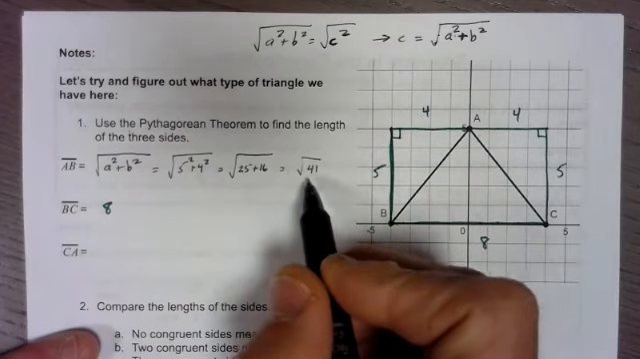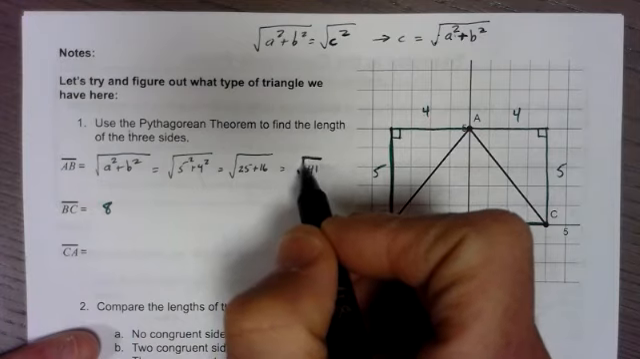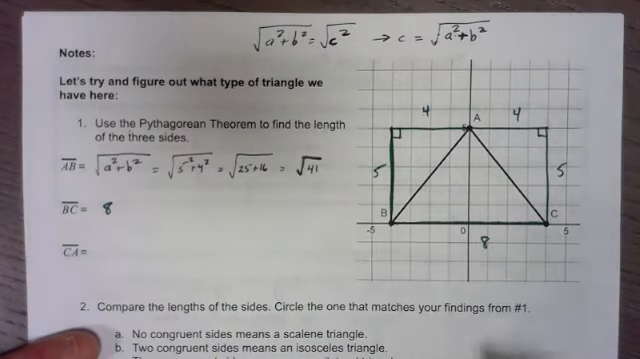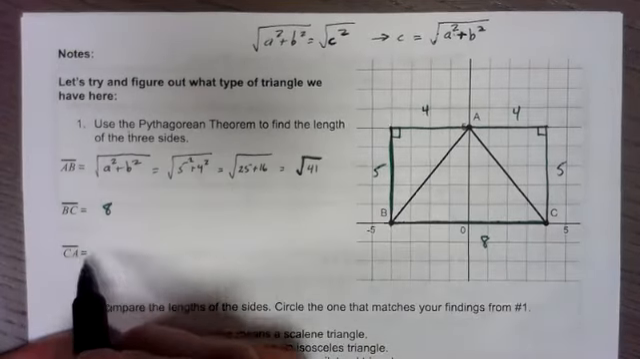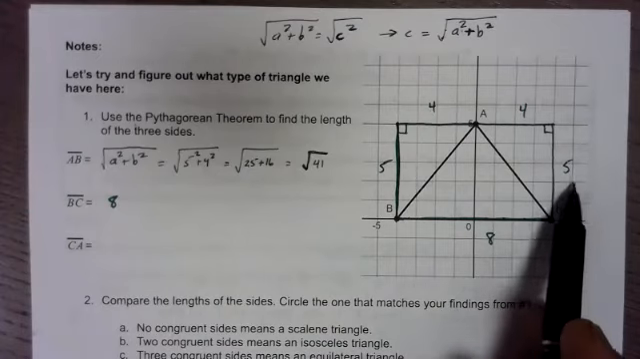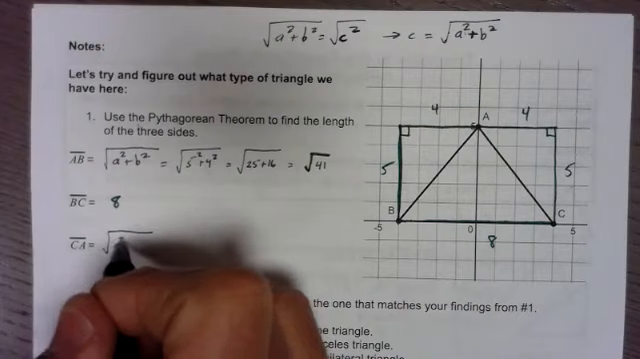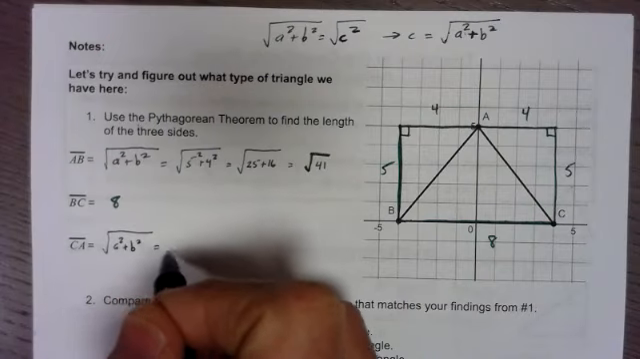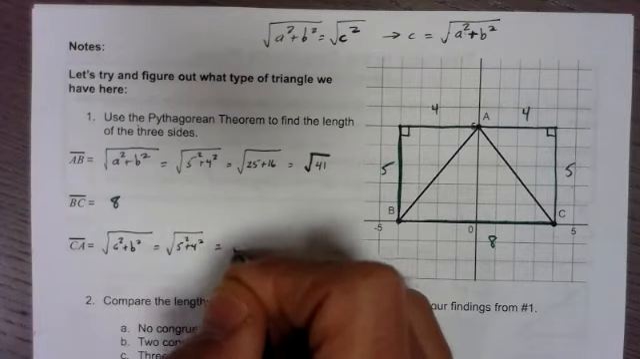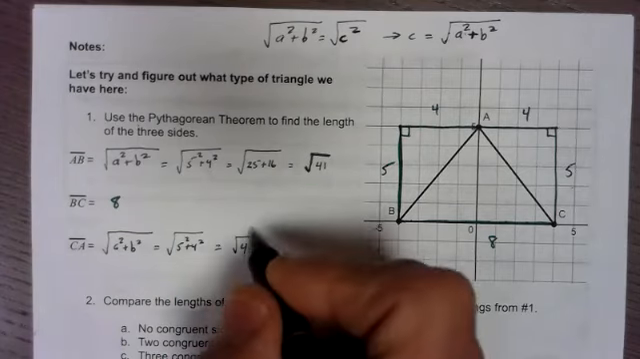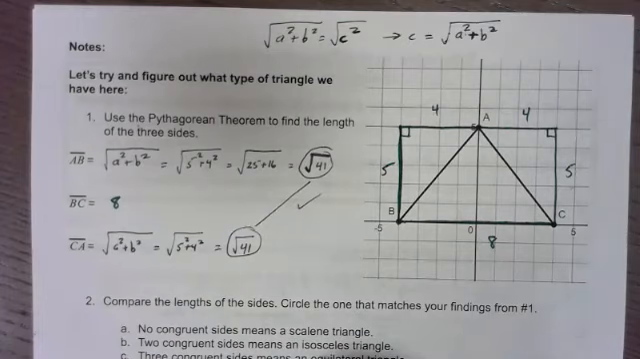Now I could evaluate this and find out what the decimal value is, but I'm not going to do that because the square root of 41 is just a number. It's going to be a decimal number that's a little bit less than 7. So I'm just going to leave it there as the square root of 41 and see what happens with CA if we do have an isosceles triangle, which we should because the legs of our triangle are the same. So again, we have the square root of a squared plus b squared equals the square root of 5 squared plus 4 squared, which is going to equal the square root of 41. So we see that these two legs, CA and AB, are the same, which means they're equal and congruent.